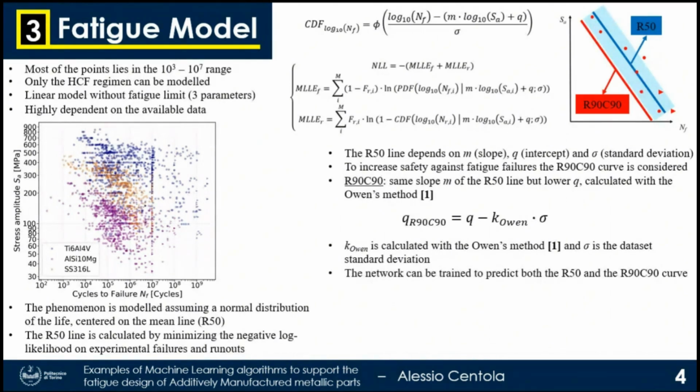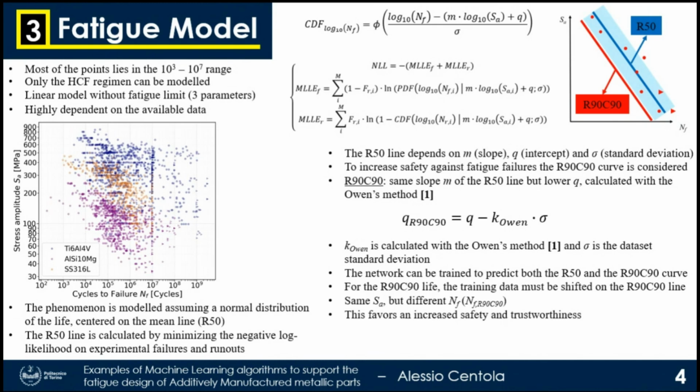The network can be trained to predict both the R50 and R90-C90 lines, but for the R90-C90 life, the training data must be shifted accordingly on this line. It means that we have the same stress amplitude, but a smaller fatigue life. This favors increased safety and trustworthiness, but we can also employ different levels of reliability and confidence depending on the industrial application. The next thing we can see is a brief digression on neural networks.